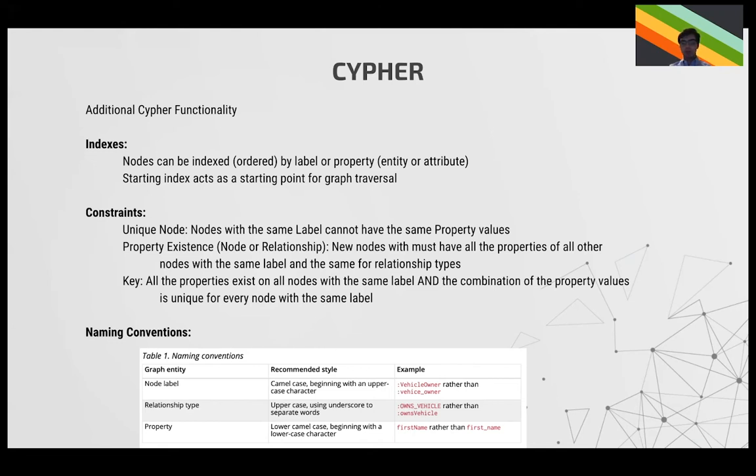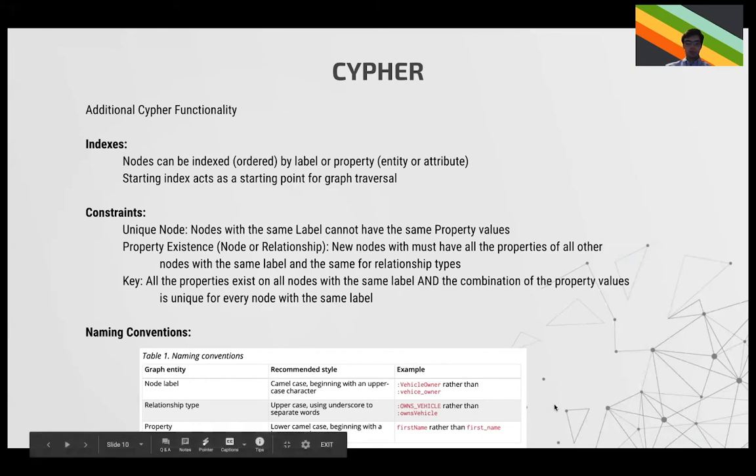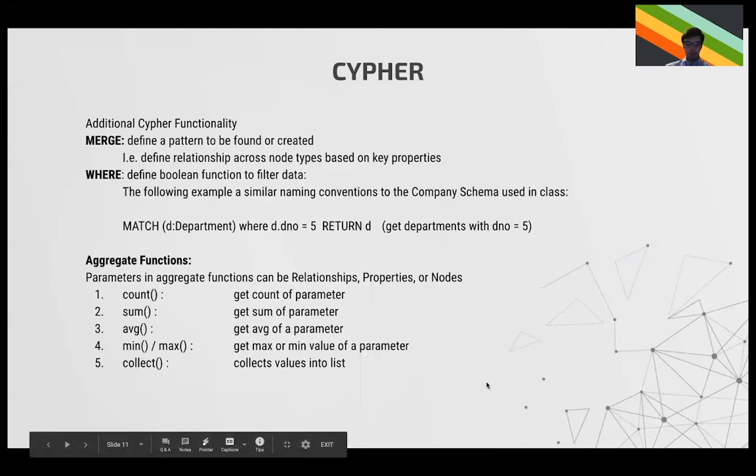Then there's also property existence constraints, which pertain to both nodes and relationships. And this ensures that all nodes and relationships with the same label have the same property types as each other. And finally, there's key constraints, which states that all properties must exist on all nodes with the same label, and the combination of property values must be unique. And then finally here we have a table that shows naming conventions for Cypher. Basically, they prefer camel case and uppercase.